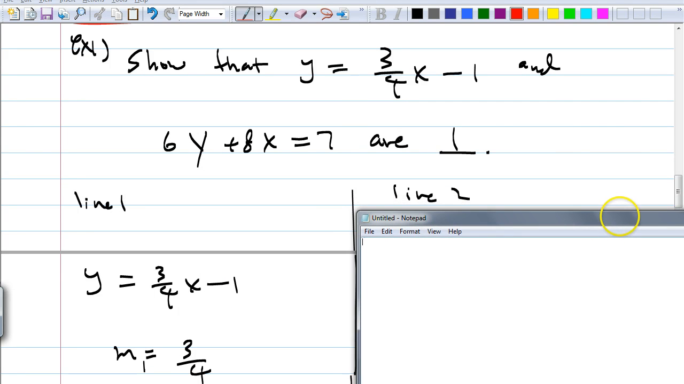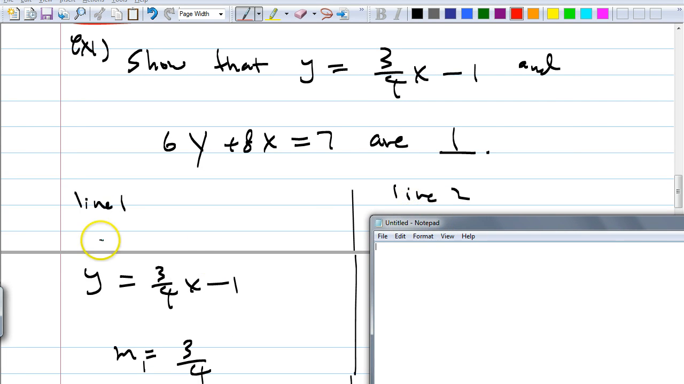It's pretty easy. So line 1, I did it right here. It's already in slope-intercept form. I don't have to do much work, right? You could already tell that the slope is 3/4, right? By the way, why do you think I called it m sub 1? Because there are 2 lines, right? This belongs to the first line.